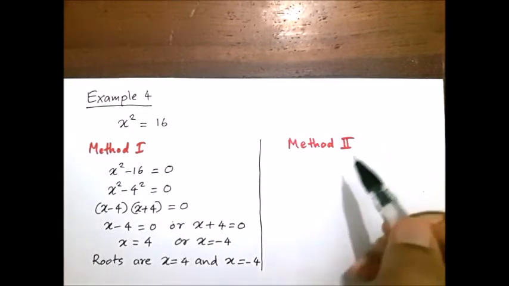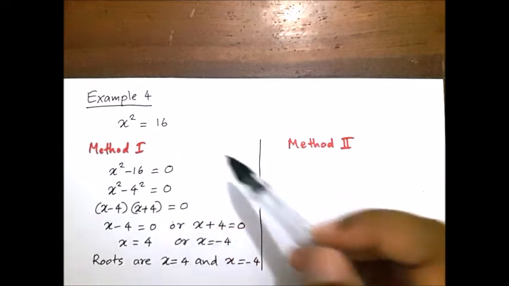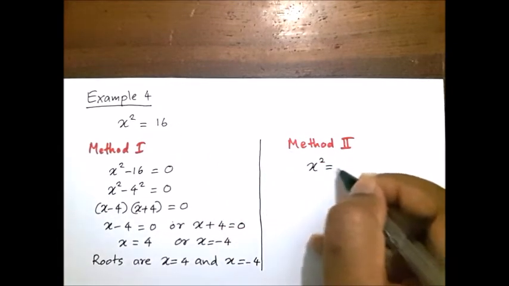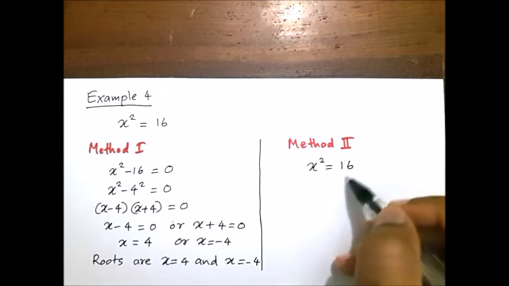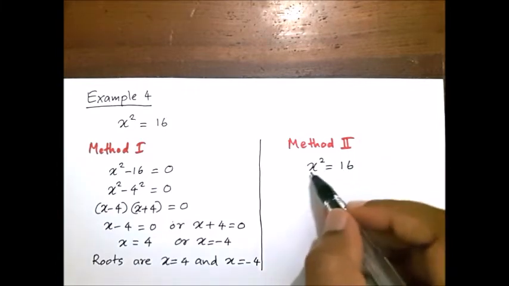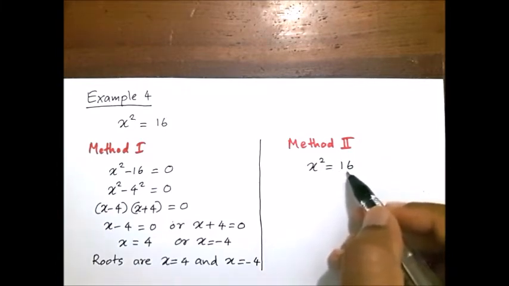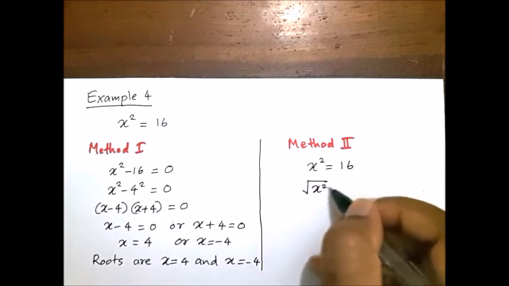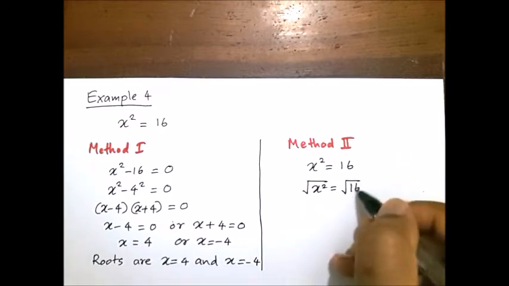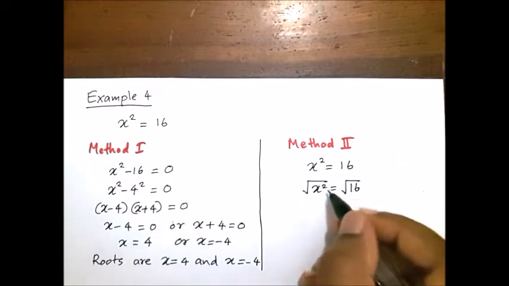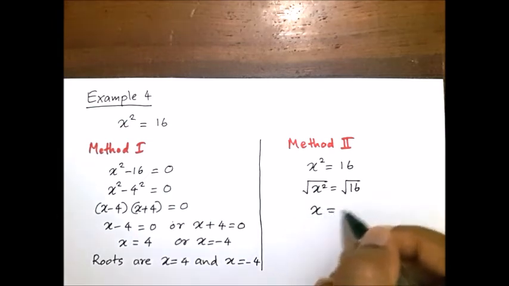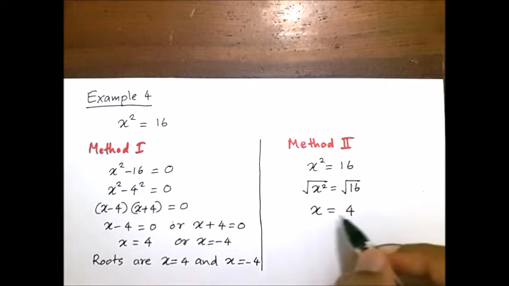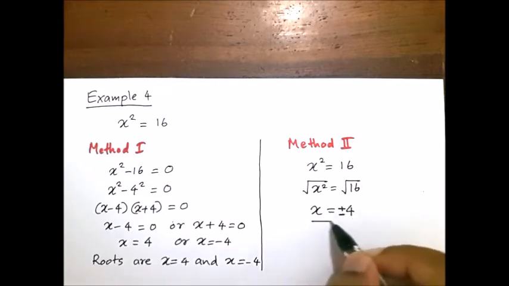Now I am going to explain the second method to solve this equation. x to the power 2 equals 16. Here don't take 16 to the left hand side. Here x to the power 2 is also a square, and 16 is a square number. Take the square root of both sides. Here square and square root cancel each other. It is x. Here the square root of 16 is 4. But here you have to write plus or minus. The answer is plus or minus 4.